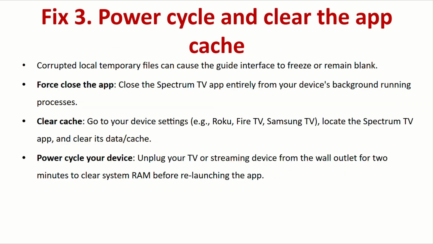Fix 3. Power cycle and clear the app cache. First, close the app. Close the Spectrum TV app entirely from your device's background running processes. Next, clear cache. Go to your device settings, for example Roku, Fire TV, Samsung TV. Now locate the Spectrum TV app and clear its data/cache. Power cycle your device. Unplug your TV or streaming device from the wall outlet for 2 minutes to clear system RAM before relaunching the app.